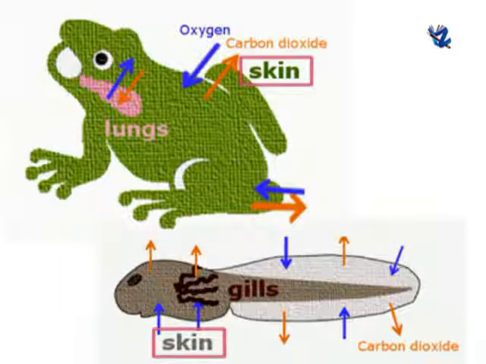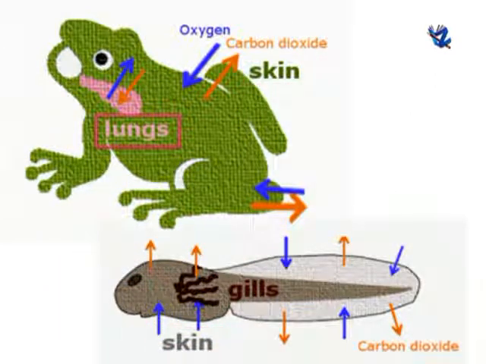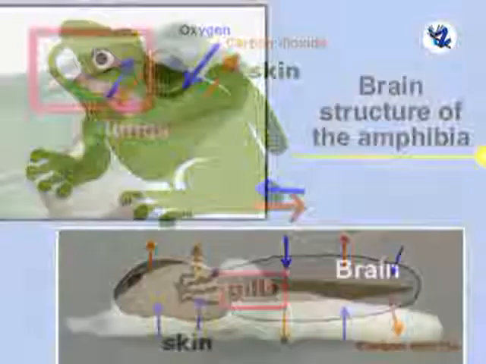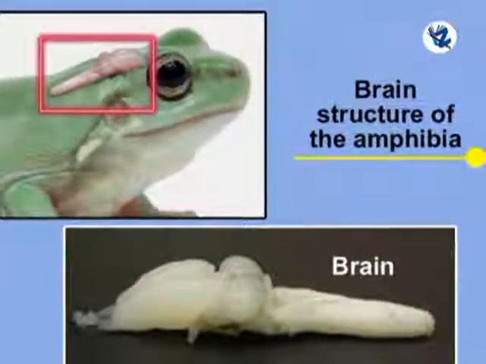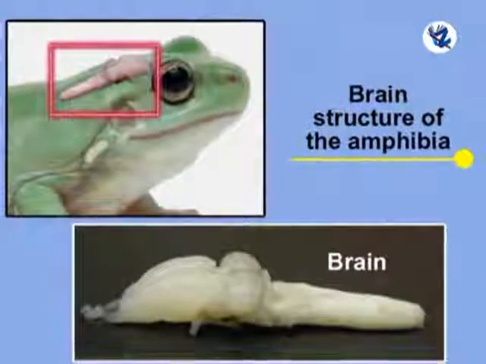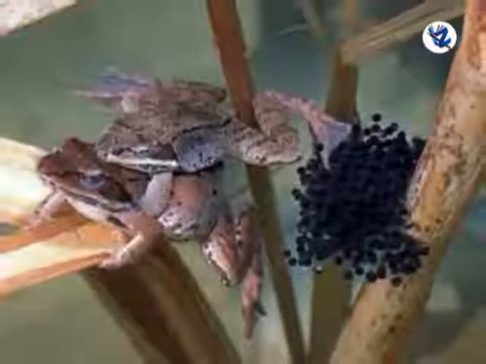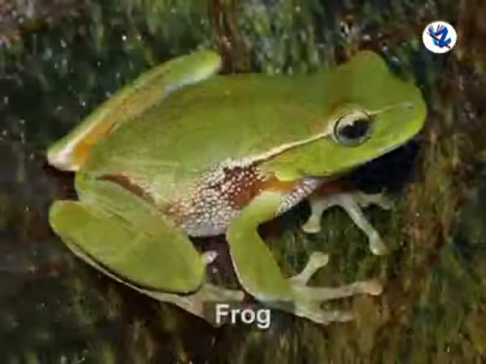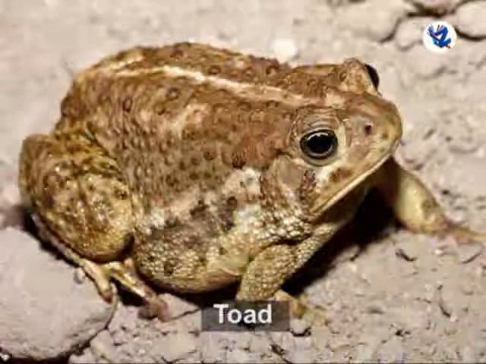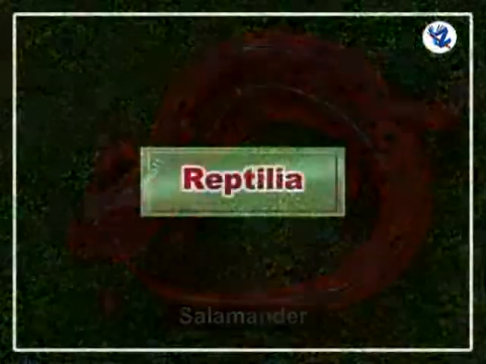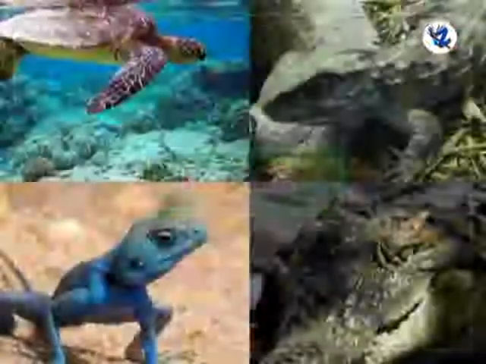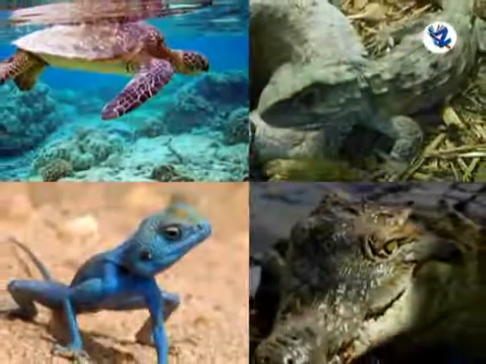Respiration by skin when in water, by lungs when on land, by gills in larval stage. Well-developed nervous system but brain not advanced in its character. Reproduction oviparous, external fertilization. Example: frog, toad, salamander. Then Reptilia, true terrestrial animals.